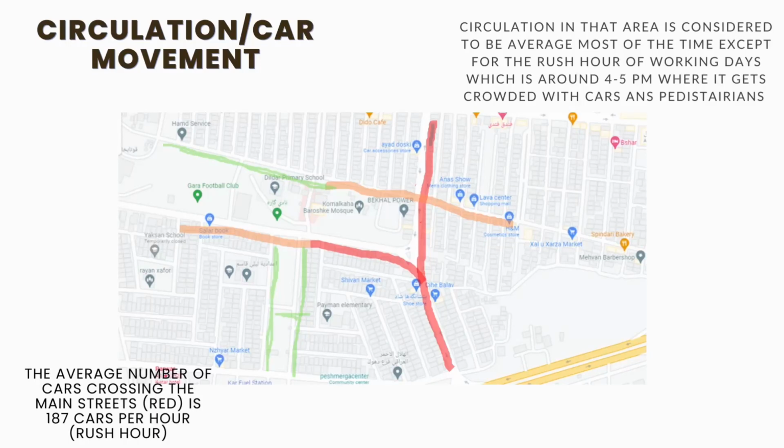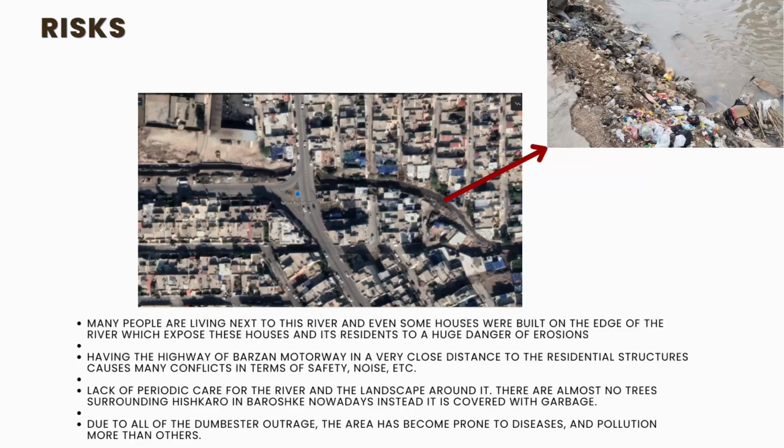Now, for the circulation and car movement, the average number of cars crossing the main street, which is highlighted in red in this picture, is 187 cars per hour, which is rush hour. For the risks, the most important one is that due to all of the dumpster outrage, the area has become prone to diseases and pollution more than others.